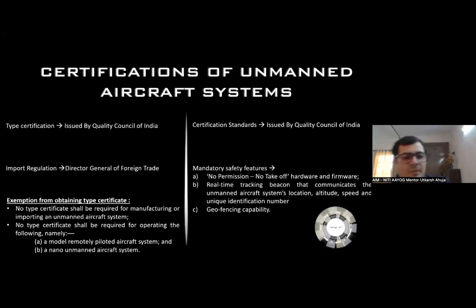Okay. So what are the exemptions? No type certificate shall be required for manufacturing or importing an unmanned aircraft system. No type certificate shall be required for operating the following, namely a model remotely piloted aircraft system and a nano unmanned aircraft system. So below that category, and a remotely piloted aircraft system which is a model, you are not required any type certification or permissions. In the case of a tethered drone, it's permissible to fly in the green zone; you may fly that without permission as well. Okay, let's proceed further then.